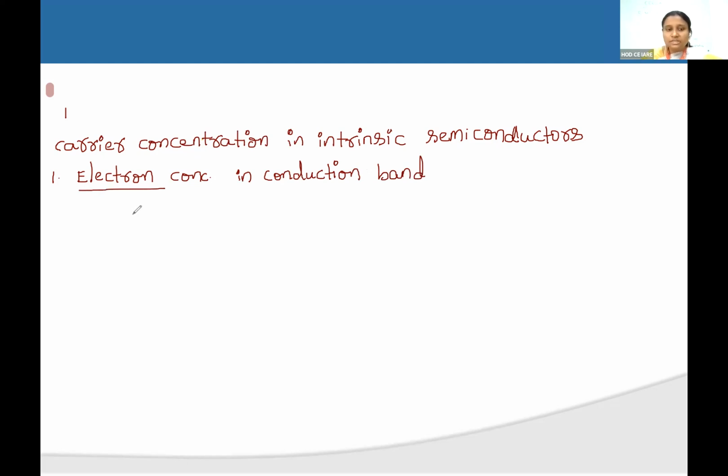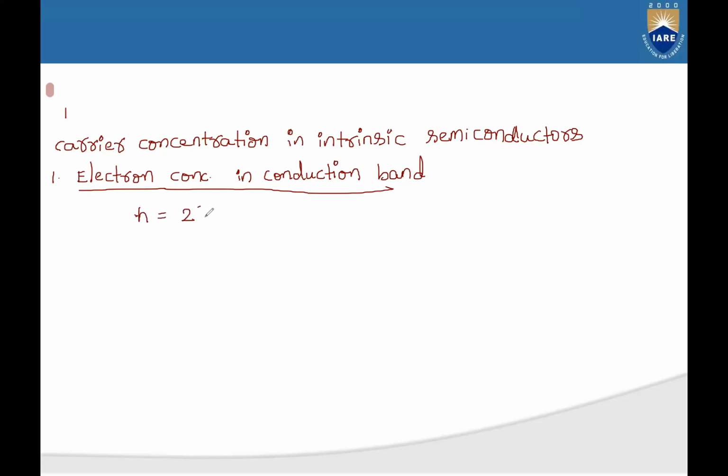So what is the expression we got for this electron concentration? I told you to remember that expression, right? It should be at the tip of your tongue. What is the notation for electron concentration? We got it as n is equal to 2 into (2 pi m e star kT by h square) whole to the power of 3 by 2.